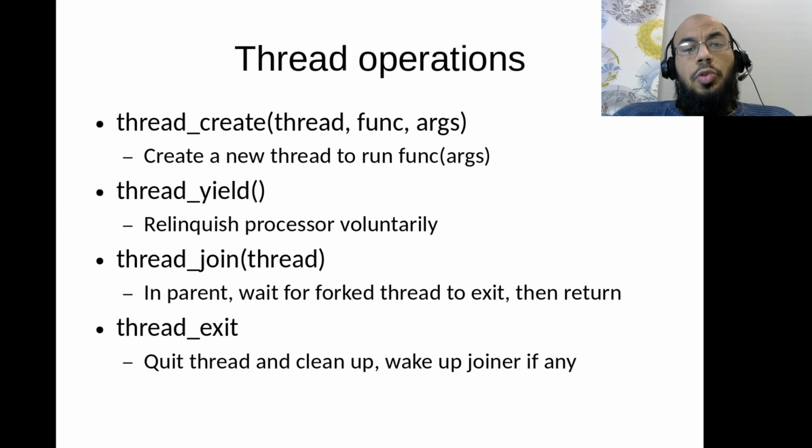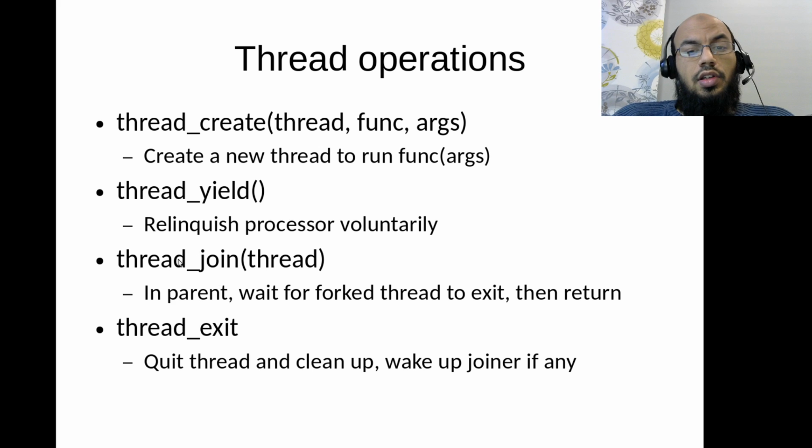Thread operations usually have very simple interfaces. Thread create creates a new thread to run some function: you call it to create a new thread, and it runs this function with these arguments. Thread yield relinquishes the processor voluntarily. You leave the processor voluntarily because you're waiting for I/O or you're waiting for something.